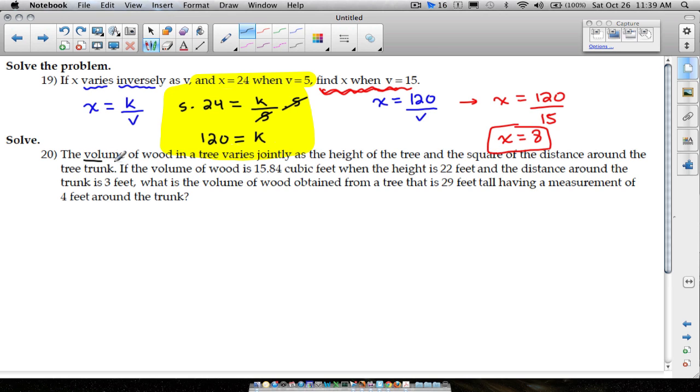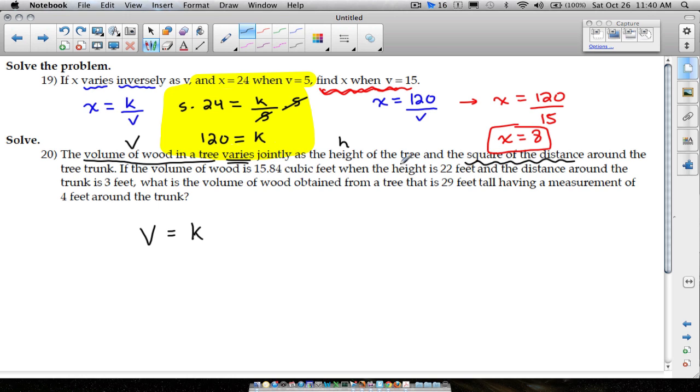The volume of wood in a tree, I'll call that V, varies jointly as the height of the tree and the square of the distance. So volume of wood in a tree, V, varies. The word varies means equals. Automatically go ahead and put down that K right after that. Automatically, right after you put that equals, go ahead and put that K down. You don't see a K up here. K is the constant.